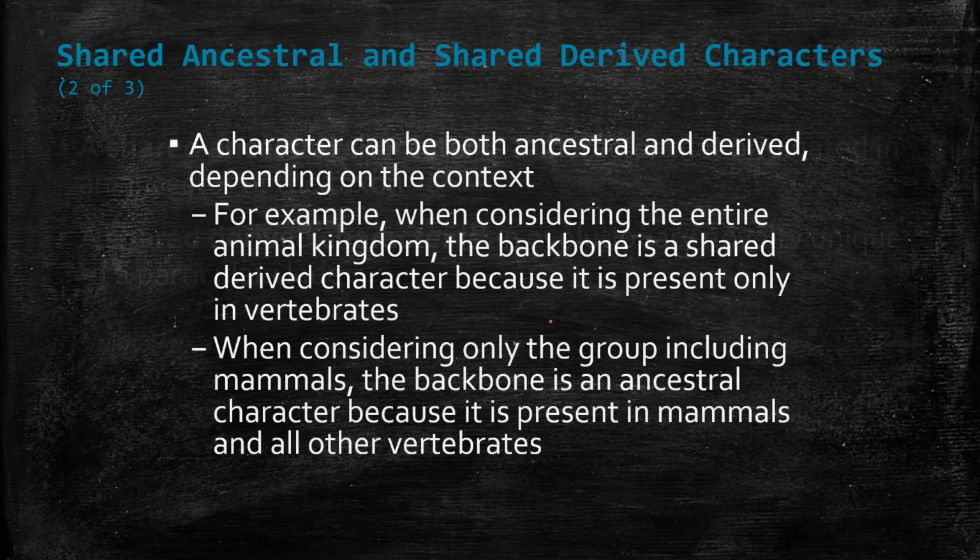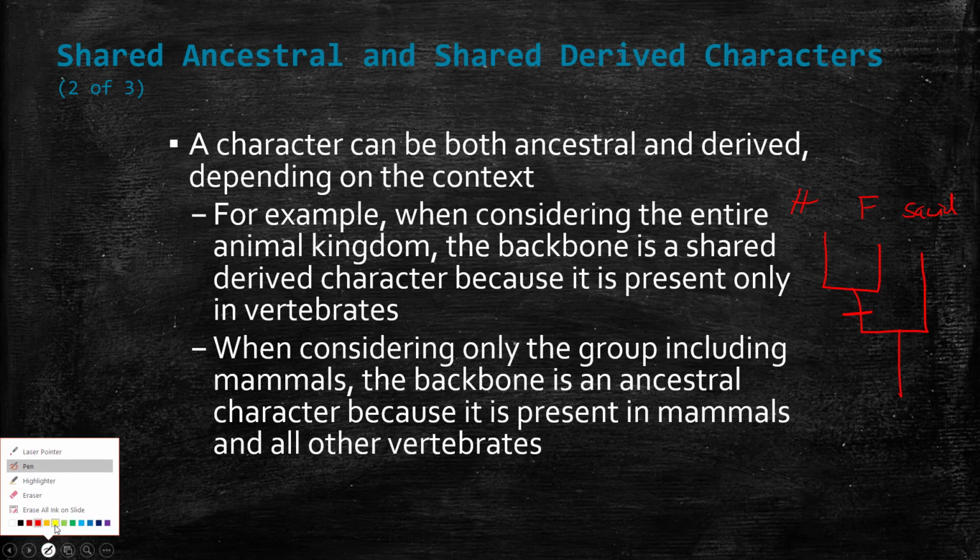Now, a trait can be ancestral and derived depending on how you look at it. For example, going back to our idea, let's just redraw this in a slightly different way. A similar looking tree, but let's just have humans here and fish here, and we'll say this is, I don't know, squid. Vertebrae in this case unite the vertebrates, right? So you could say vertebrae are a derived trait of the vertebrates that unites all the vertebrates, which I'll circle here in yellow, the vertebrates.